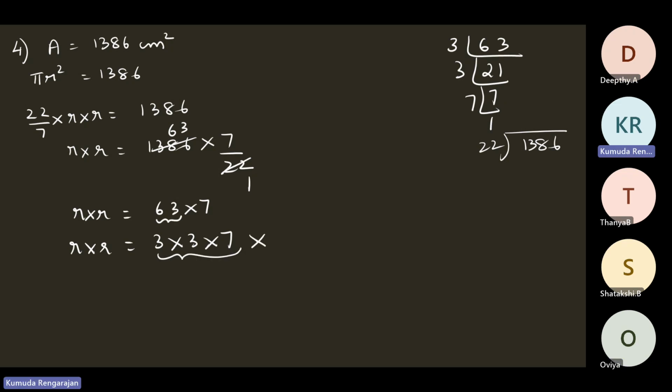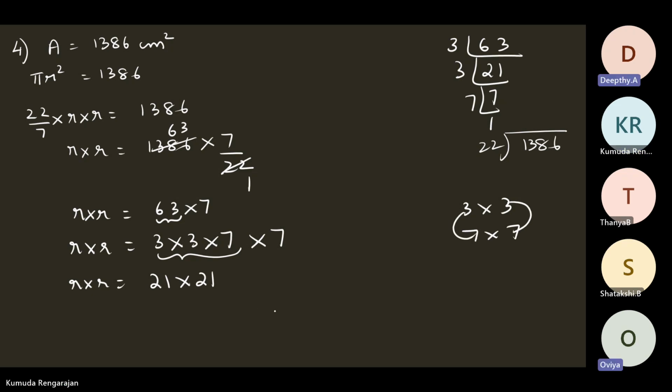This 7, write it as it is, into 7, correct? Now, R into R, this is new to you, so try to understand. R into R is 3 into 3 into 7 into 7. There is one 3, there are 2 3s and 2 7s, right? Can I write 21 into 21? Yes, ma'am.